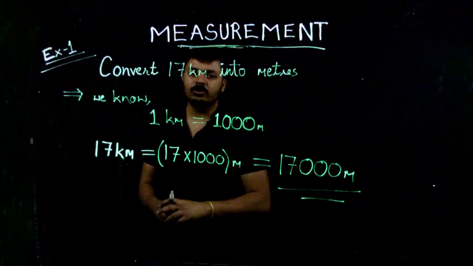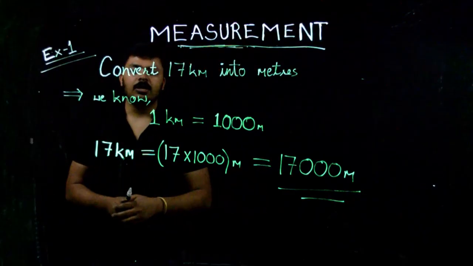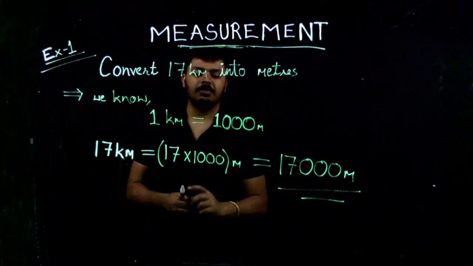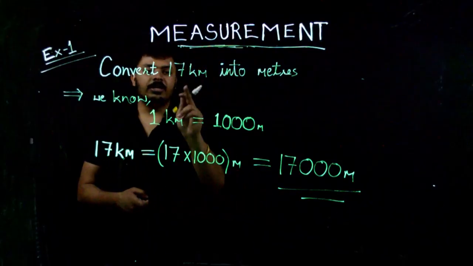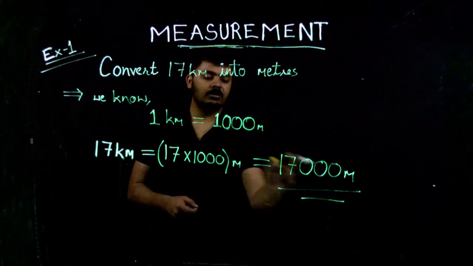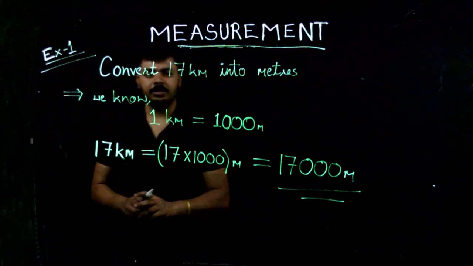So I hope you have understood how to convert into meters from kilometers. 1 kilometer is equal to 1000 meter. So to convert kilometer into meters, multiply it with 1000 meter, so we get 17,000 meters.